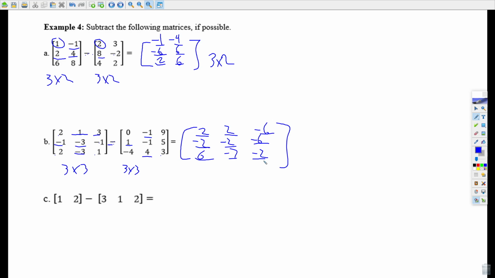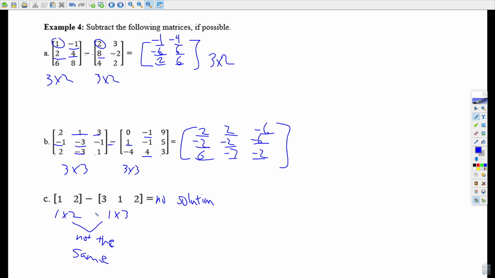So as long as you're good with adding and subtracting with negative numbers, it should be easy, easy as pie. And the last one, part C, if you look at this, clearly we have an issue here. We have a 1 by 2, and we also have a 1 by 3. They are not the same. So therefore, we're going to say there's no solution here.